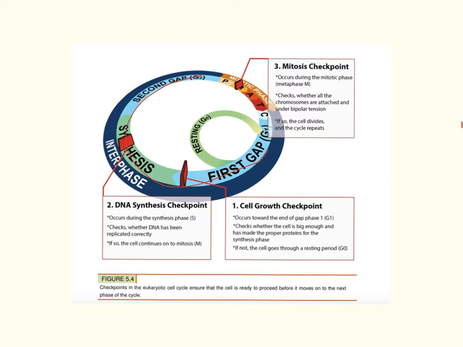So there's three checkpoints in this cell cycle when we're going from first gap to synthesis to second gap to mitosis. And don't forget our little cytokinesis that's over here, in between mitosis and the first gap. This is the M phase. M phase goes all the way across here, including cytokinesis.